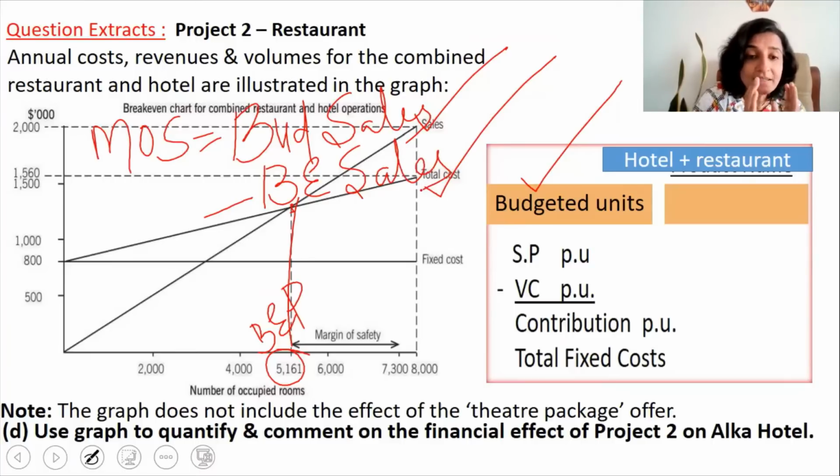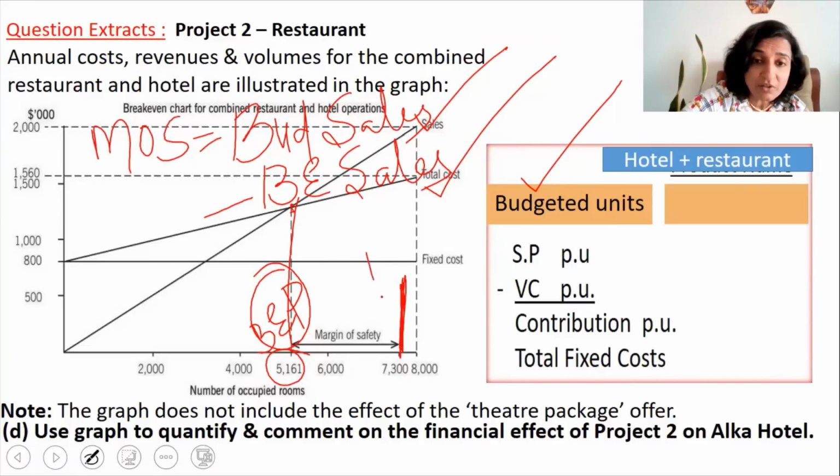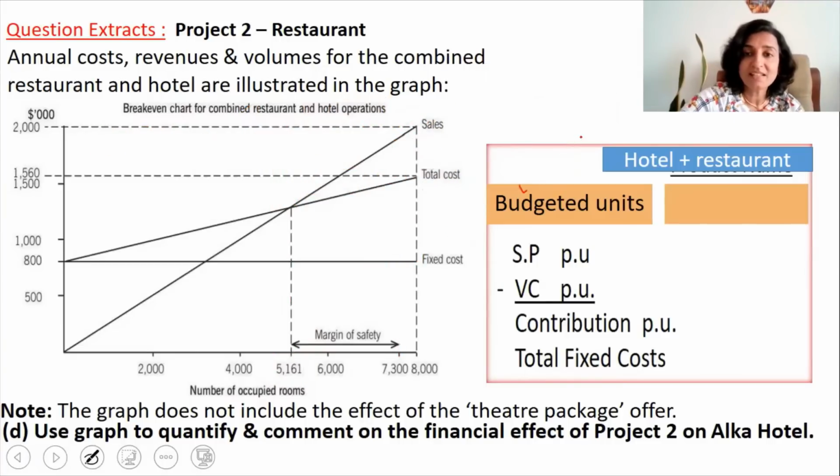So just look at the margin of safety arrow. It is extending from the break-even point to which point? It is extending till 7,300. And we know that the difference between the budgeted sales and the break-even sales is the margin of safety, which means that from the graph, we know that 7,300 is the budgeted units. So against the budgeted units, we have to write 7,300 units.